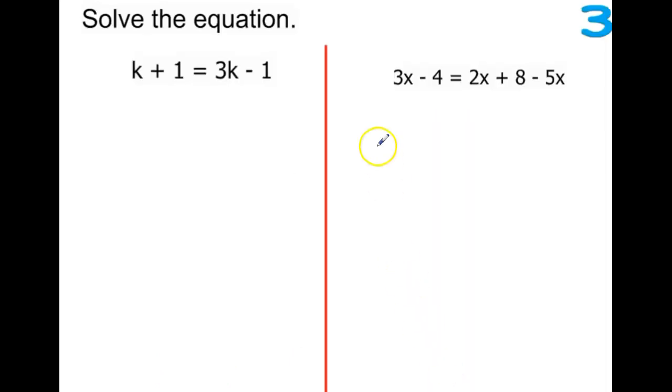Alright, on to the next side. Solving this equation, we want all of our letters on the same side. This is really a 1k. The 1k here and 3k here. There's more variables over here, so I'm going to put my variables on the right and my constant numbers on the left.